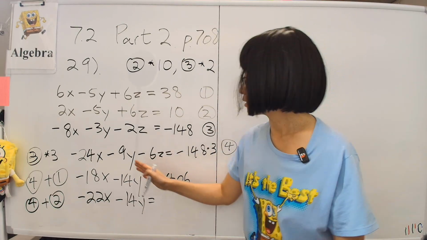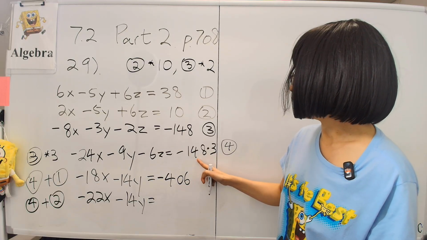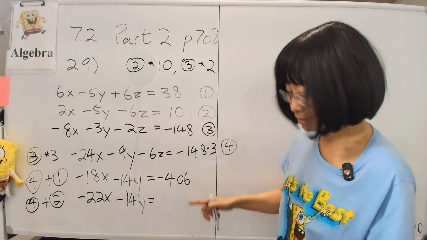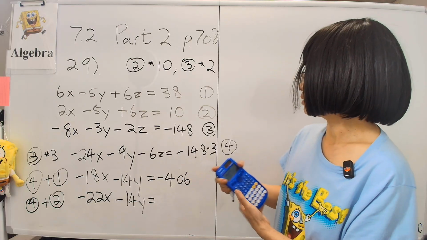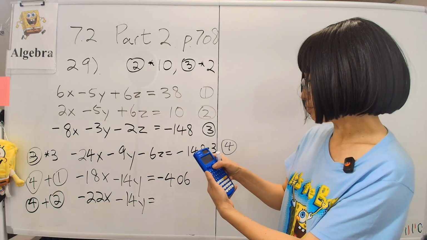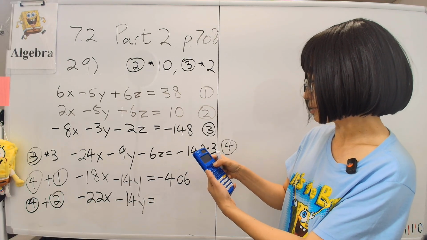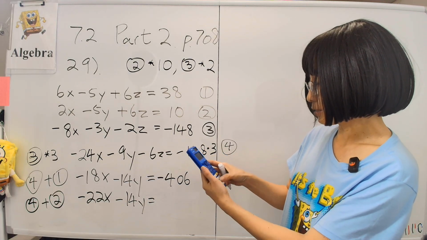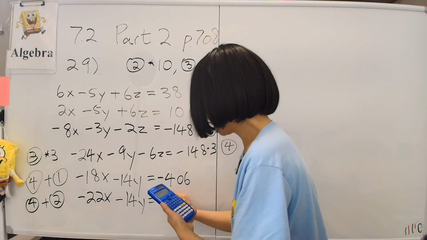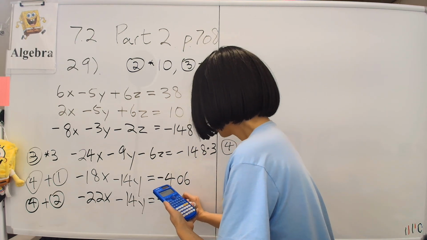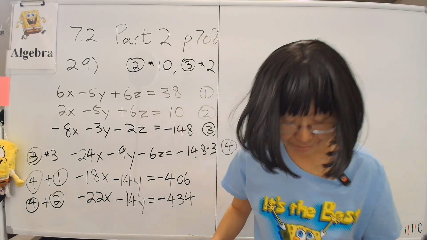Okay, continuing, we need this thing and this thing added together, right? So I need the previous thing I did. First time I added 38. This time I need to add 10. So let's add 10, which is negative 434. And that is also correct.